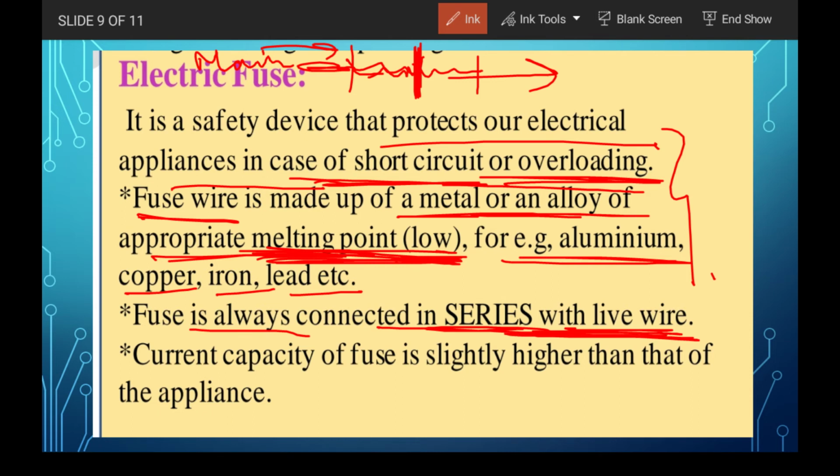The current capacity of the fuse is slightly higher than that of the appliance. It should be higher, definitely, because otherwise it won't be able to withstand it. So this is your electric fuse.